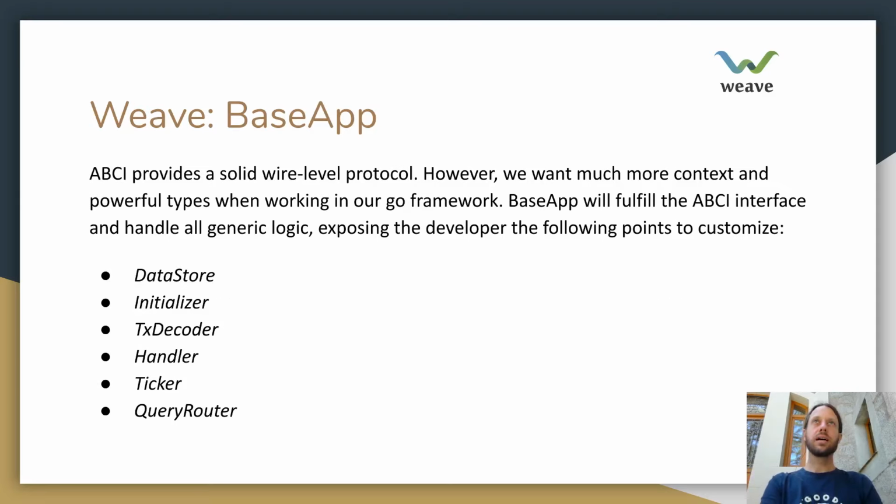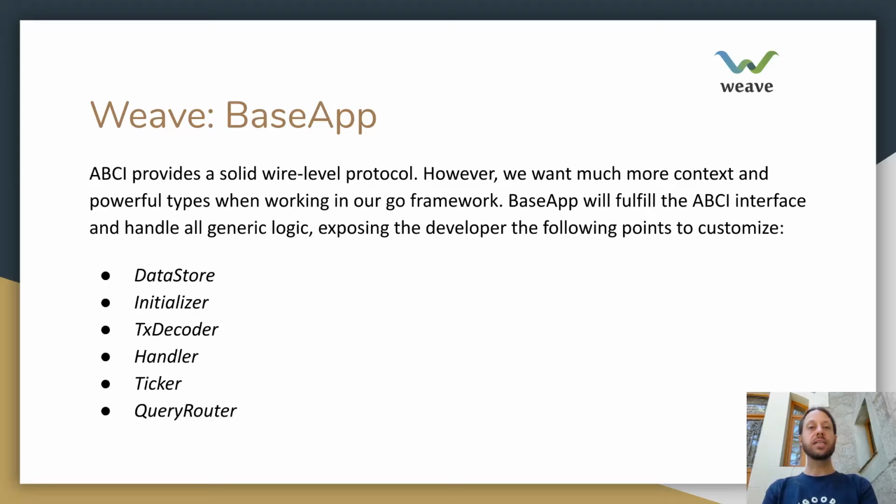On top of this interface, we provide basically a base app. The base application implements the ABCI interface, but abstracts it for us. So then it provides us access to Weave internal interfaces. We don't have to use those same types. We then basically create our own abstraction inside of that.